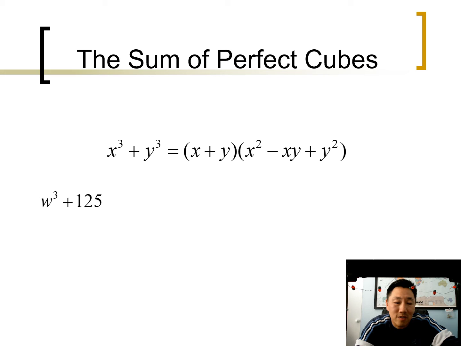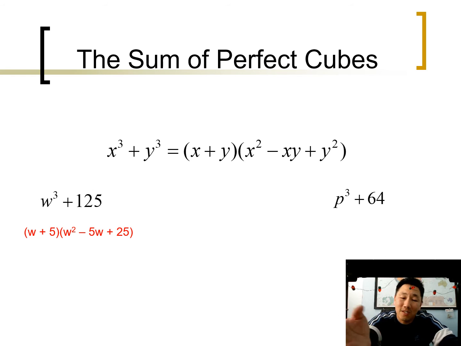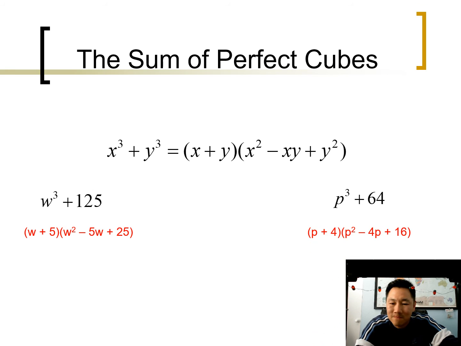Let's do w cubed plus 125. 125 is 5 times 5 times 5. That I do know. So w plus 5, and then the w squared, and then the w and the 5 together, and then the 5 squared. Okay, and the sign is plus minus plus. Another one, p cubed plus 64. 64 is actually 4 times 4 times 4. So p plus 4, and then p squared minus 4p plus 16, if we follow the formula correctly.